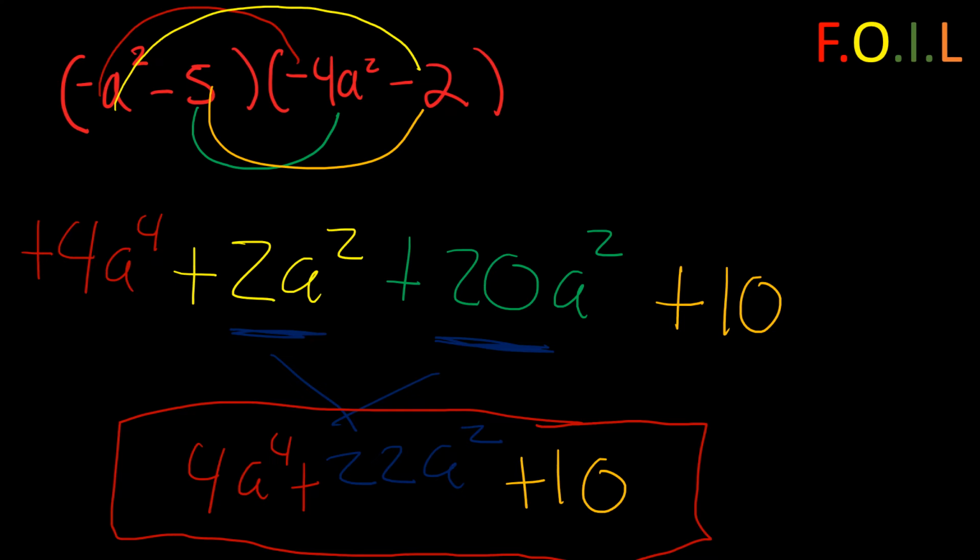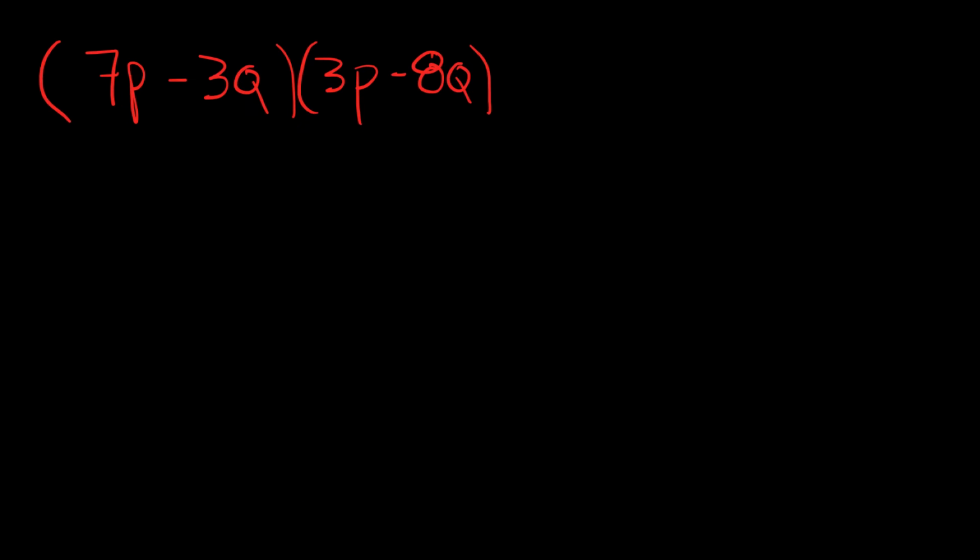Let's do another problem. So this time I have 7p minus 3q times 3p minus 8q. Can you guess the name of the technique we're going to do? You guessed it. It's called FOIL. So let's start with our first. 7p times 3p.